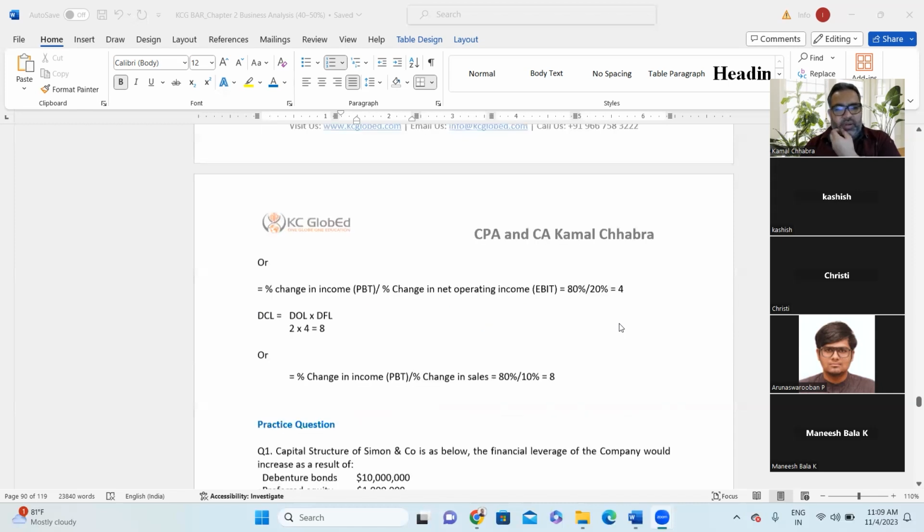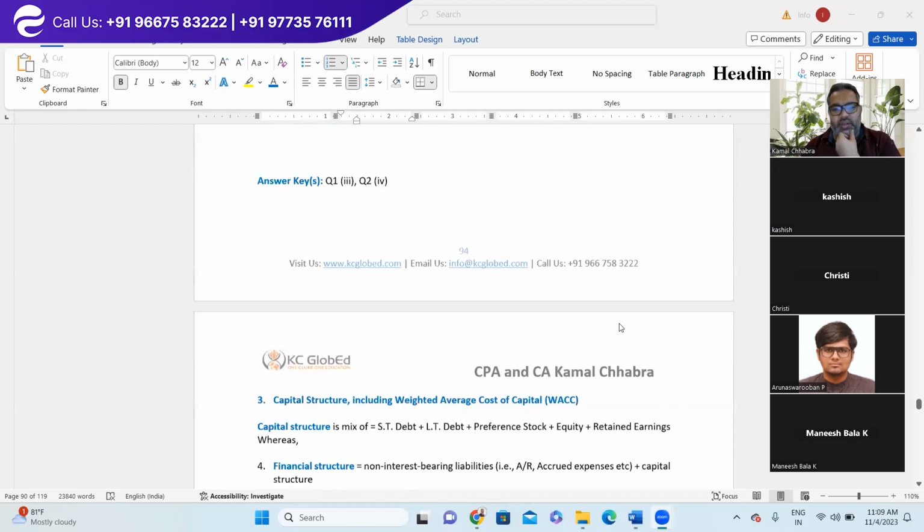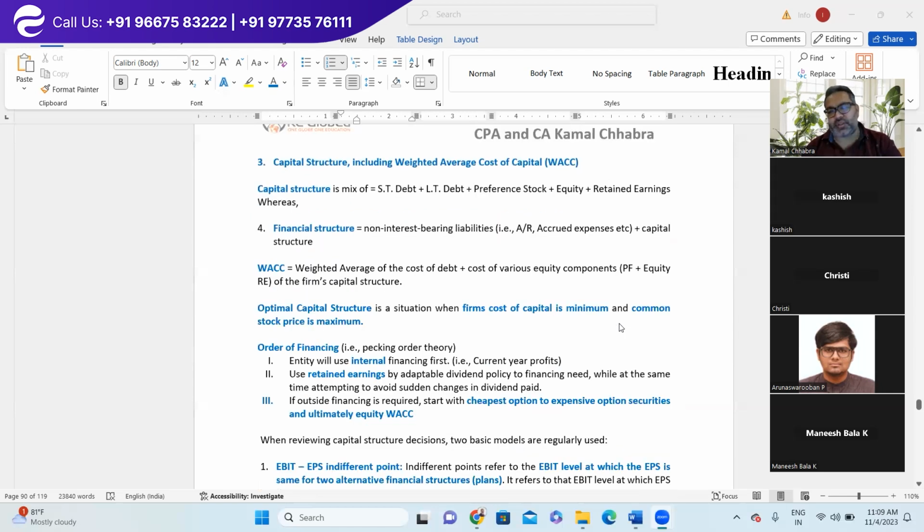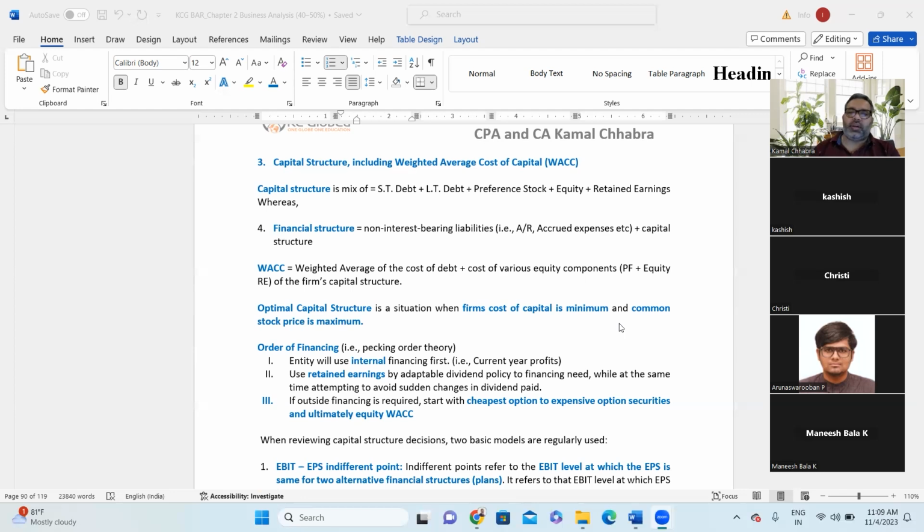Right. Okay. Then after that we had some practical questions. So this is what we have done in the last class. So today we'll be starting with the capital structure. Capital structure includes all the amount which you receive in a capital nature for the investment in your organization. So that can be your short-term debt, long-term debt, preferred stock, equity, or any retained earnings from the current year profit or the earlier profits. Those all things combined together result in a capital structure. And the financial structure is capital structure plus any non-interest bearing liability like accrued expenses and accrued liabilities, which in addition to the capital structure result in the financial structure.